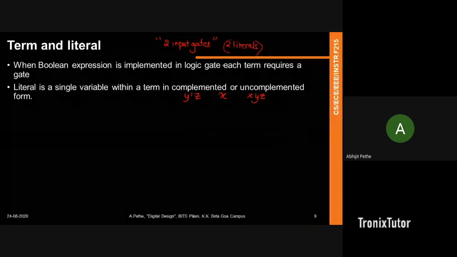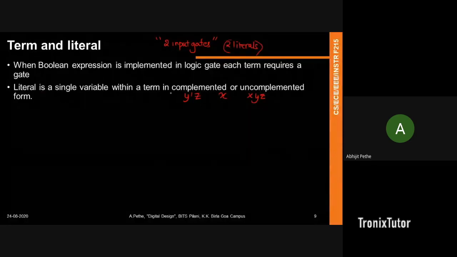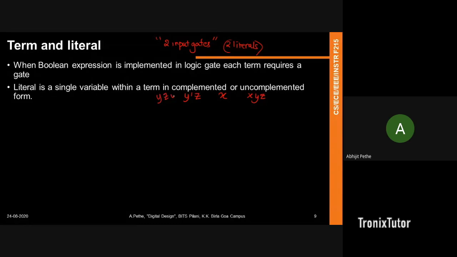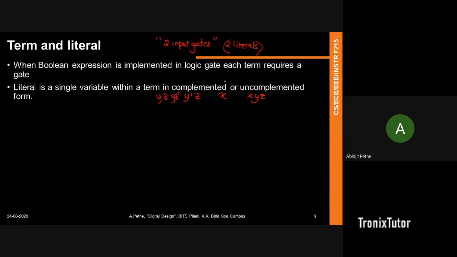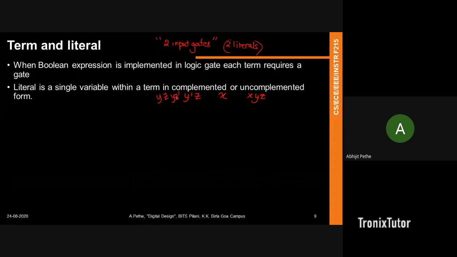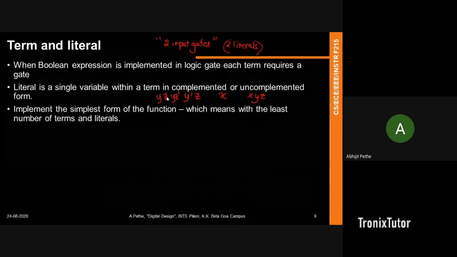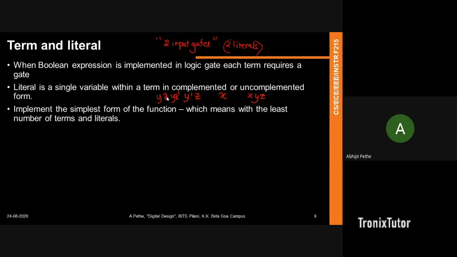So again, literal is just a technical term. A term like this would also have two literals, and a term like this would also have two literals, as long as each variable is in its complemented or uncomplemented form. As I mentioned, we want to implement the function in its simplest form. All this is just to ensure that we get the function down to its simplest form, which means fewer terms and fewer literals per term. That will ensure that we have fewer gates in our design.